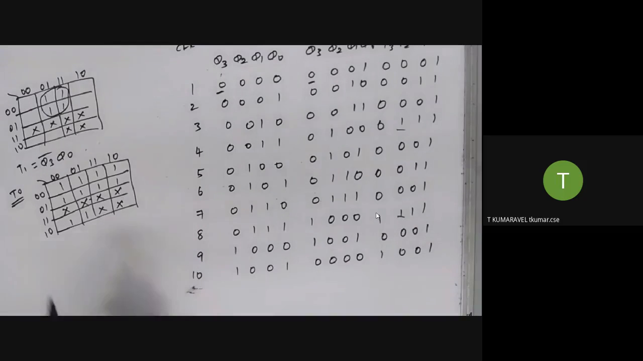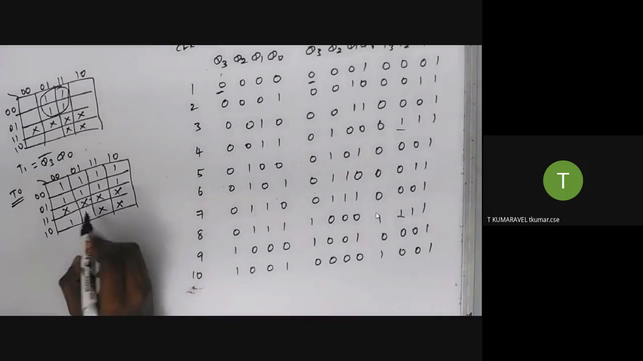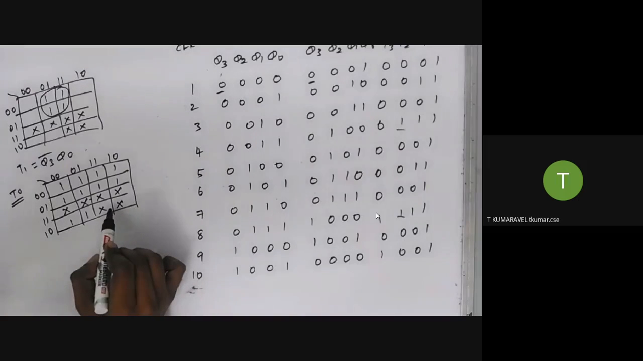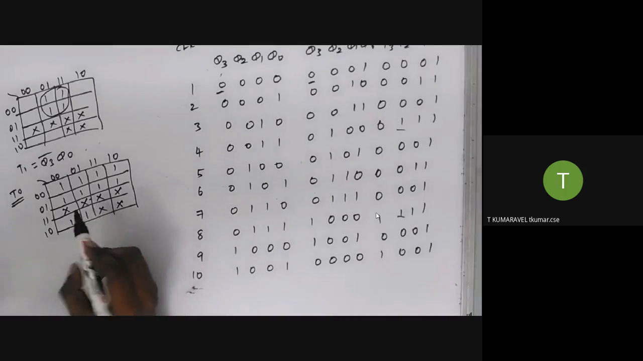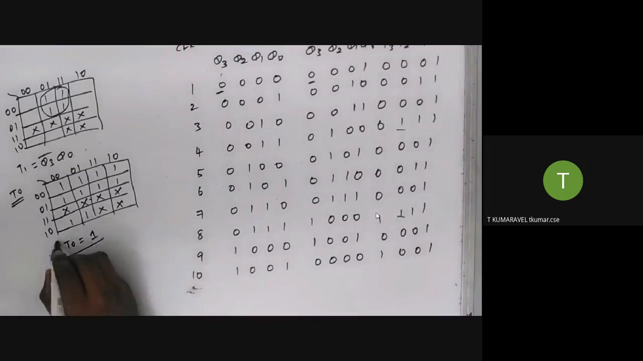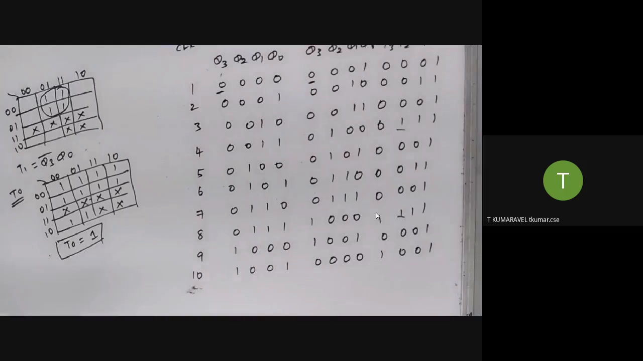Next you start the minimization. If you do that, what happens? Here all the places' values are 1, and don't care conditions are available. Here I am going to consider the don't care condition value equal to 1. If you do that, the T naught value equals 1. Okay, it's okay.